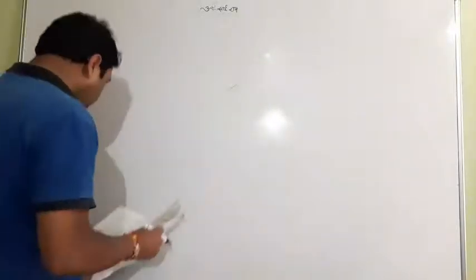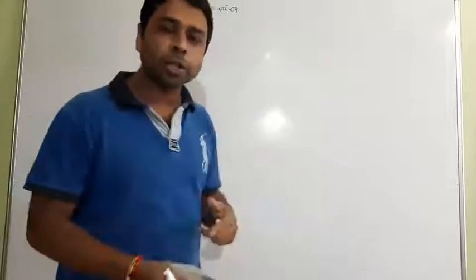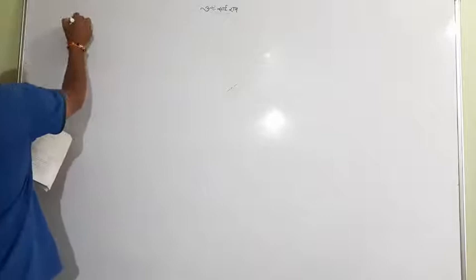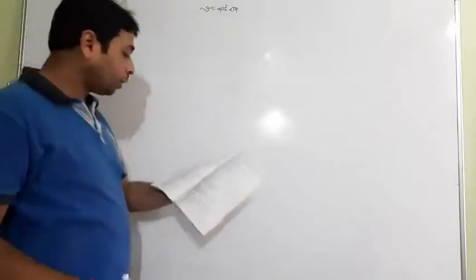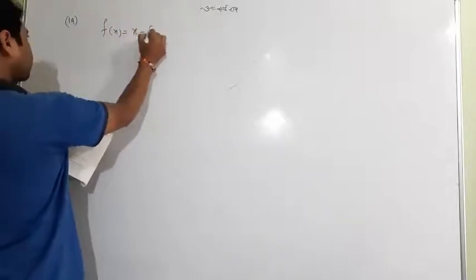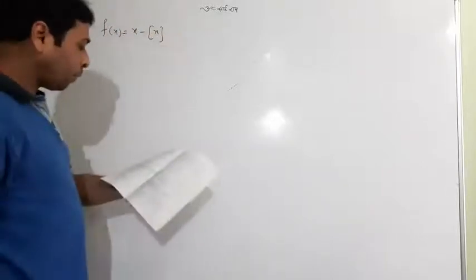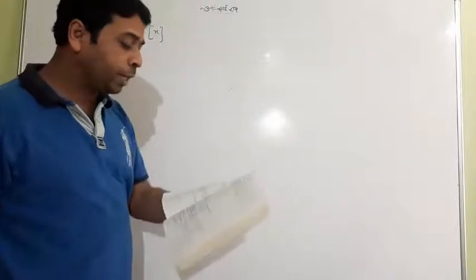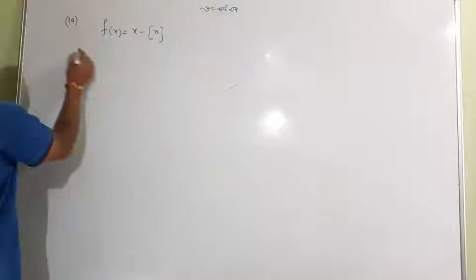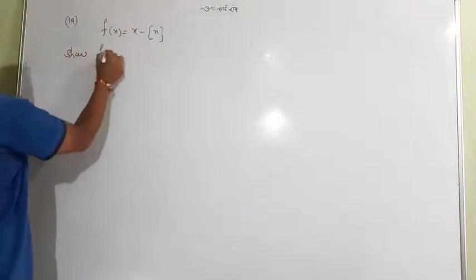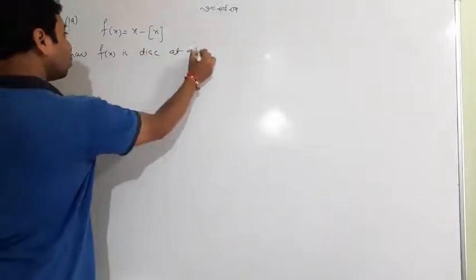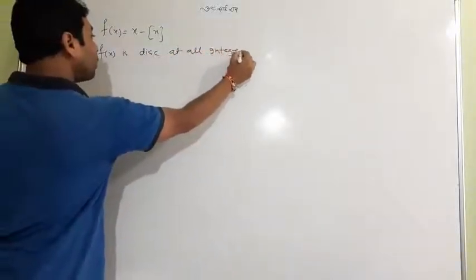Next question is also good, because the greatest integer function we have explained to you. The question asks about the 19th one. Show that the function f(x) equals x minus the greatest integer of x. I am taking f of x only because it is now practice. Show that the function is discontinuous at all the integer points and only this.